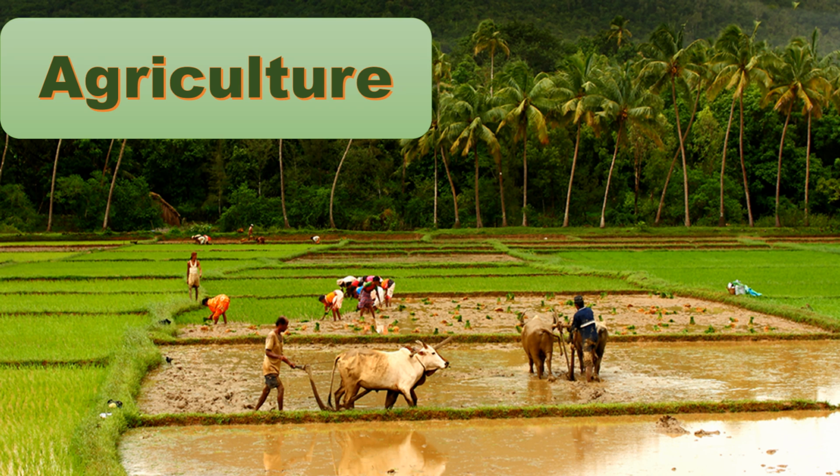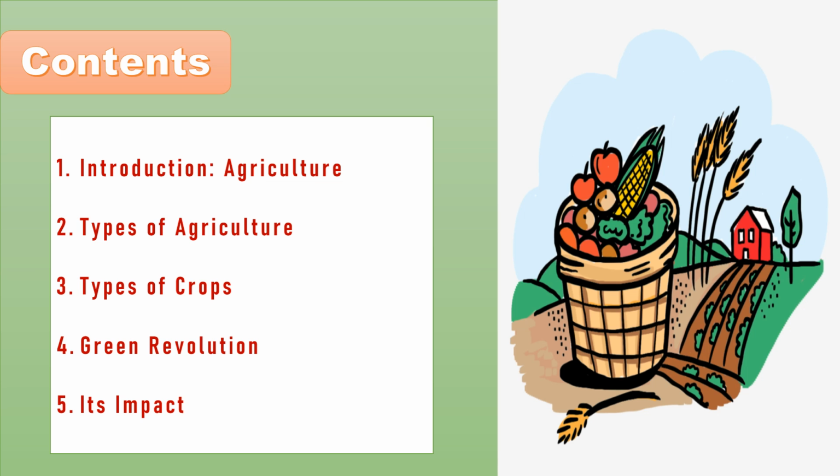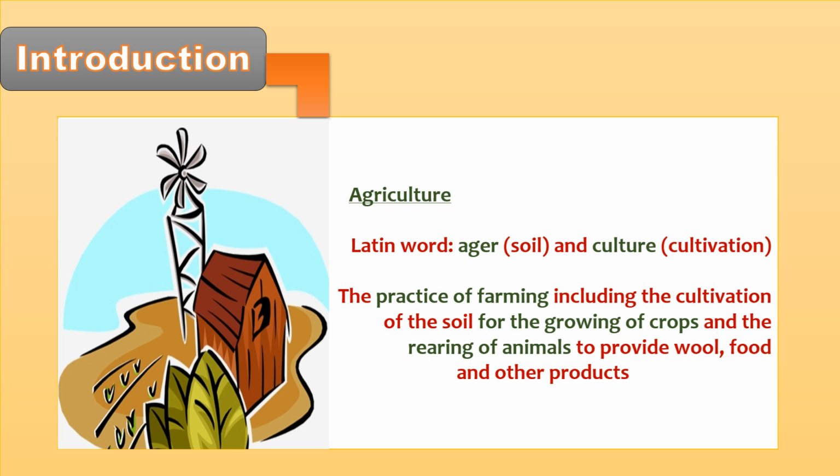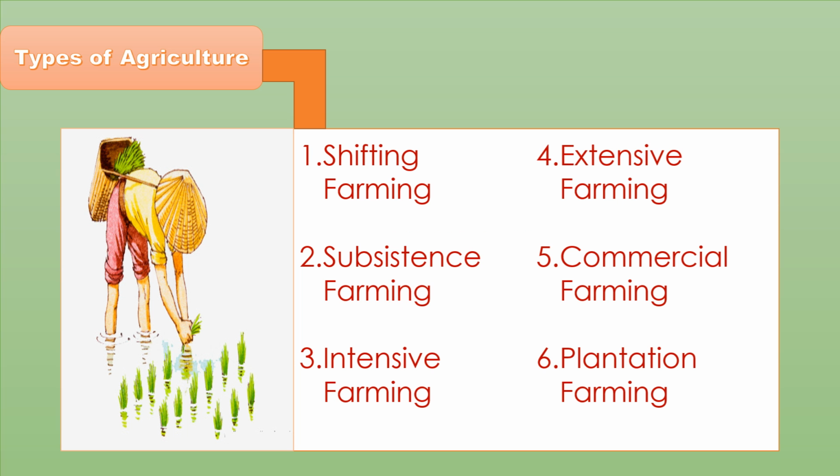We were discussing the chapter agriculture, in which we have discussed the agriculture introduction. We discussed that agriculture is the practice of farming, including the cultivation of soil for the growing of crops and the rearing of animals to provide wool, food and other products. Then, the types of agriculture, which is a very important part of this chapter. There are basically six types of agriculture: shifting farming, subsistence farming, intensive farming, extensive farming, commercial farming, and plantation farming.